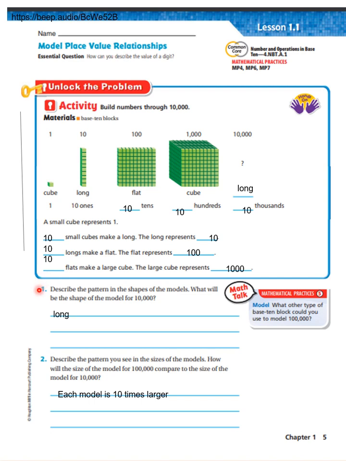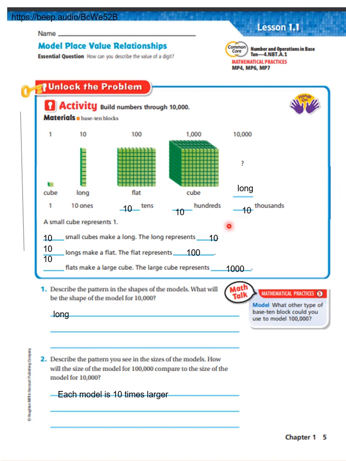Now, it says, describe the pattern in the shapes of the model. What will be the shape of the model for 10,000? And we said 10,000 would be a long. Now, what did I say 100,000 would be? It would be a flat. What would be 1,000,000? It would be a cube again.